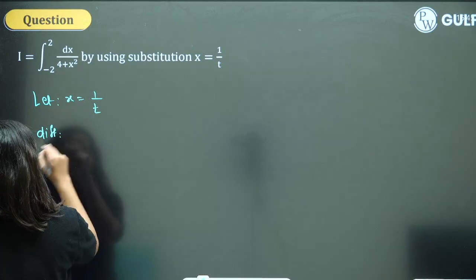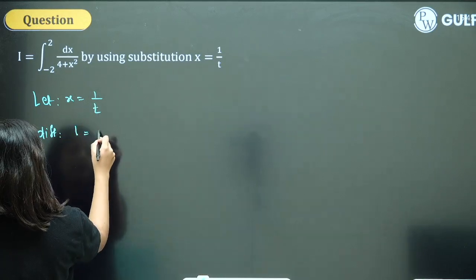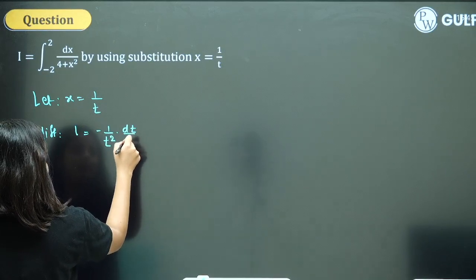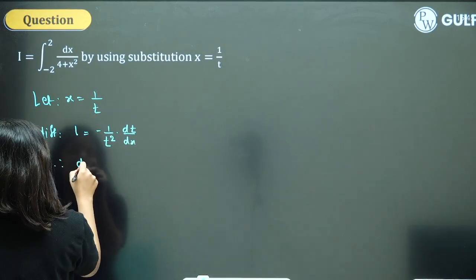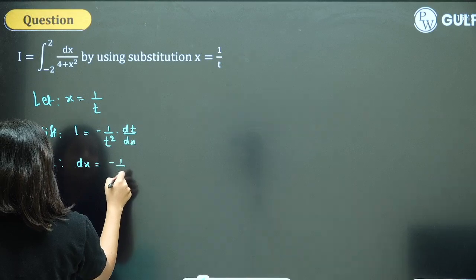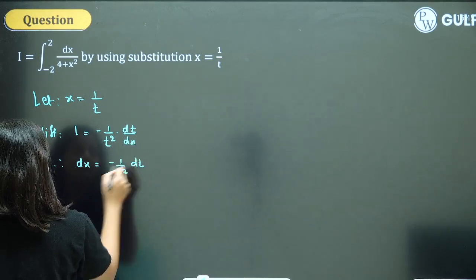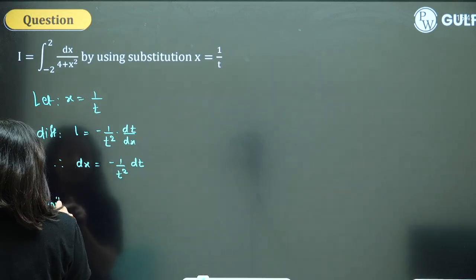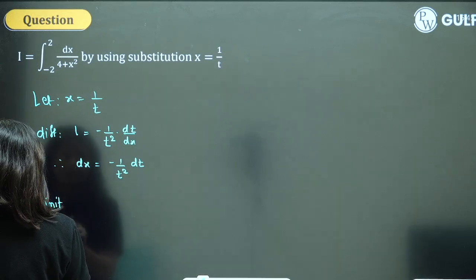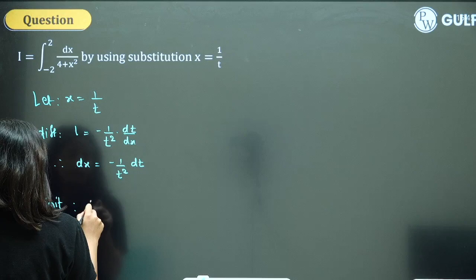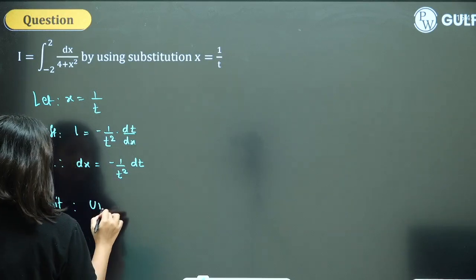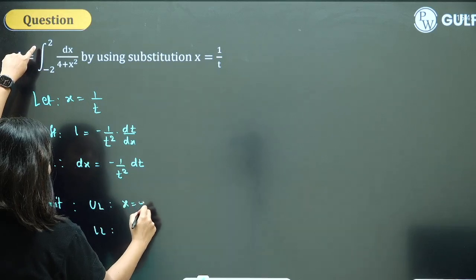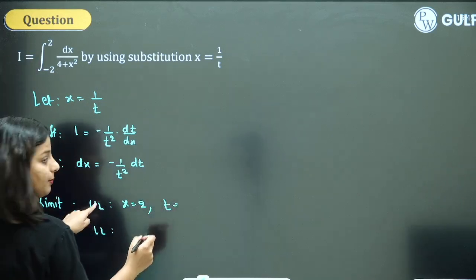Then differentiate. Derivative of x is 1. Derivative of 1 by t will be minus 1 by t square into dt by dx. Rearrange. Dx will be minus 1 by t square into dt. Next step is, children, limit change. What is this limit change? Okay. Firstly, what was the upper limit? Initially, the upper limit was 2. Now, what will be the upper limit?